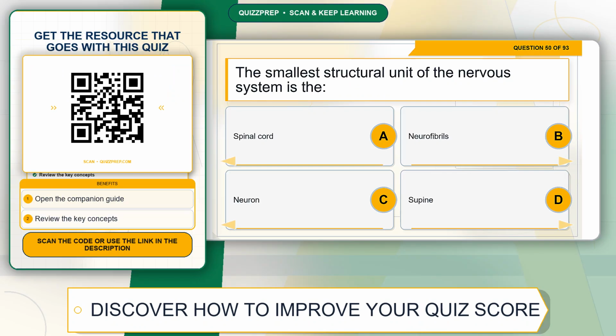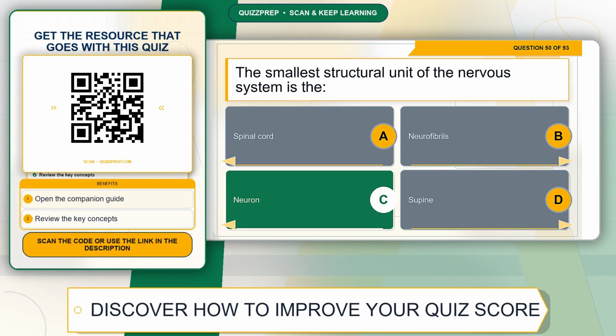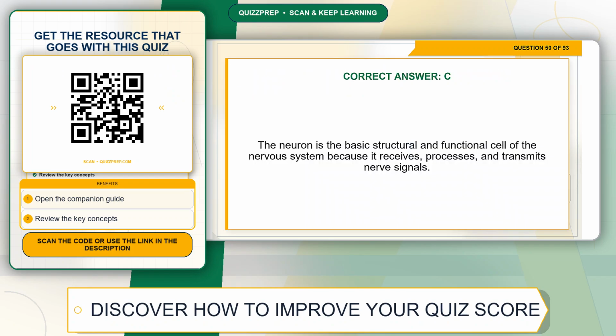Question 50. The smallest structural unit of the nervous system is the: Option A, spinal cord. Option B, neurofibrils. Option C, neuron. Option D, supine. The correct answer is option C, neuron. Explanation. The neuron is the basic structural and functional cell of the nervous system because it receives, processes, and transmits nerve signals.